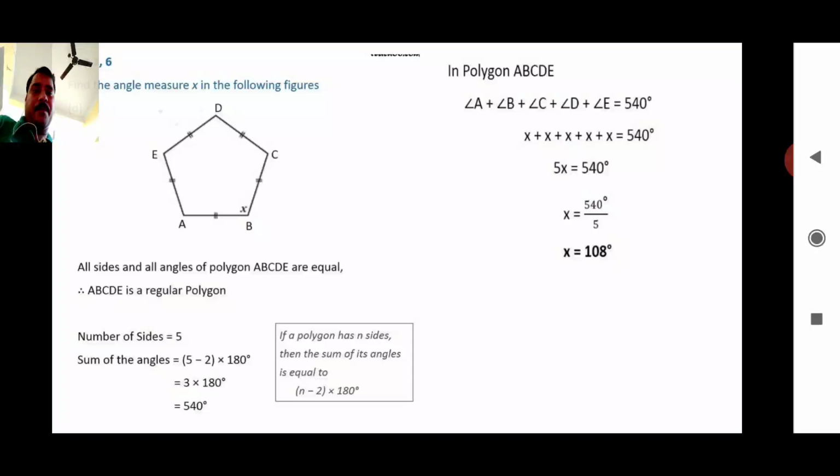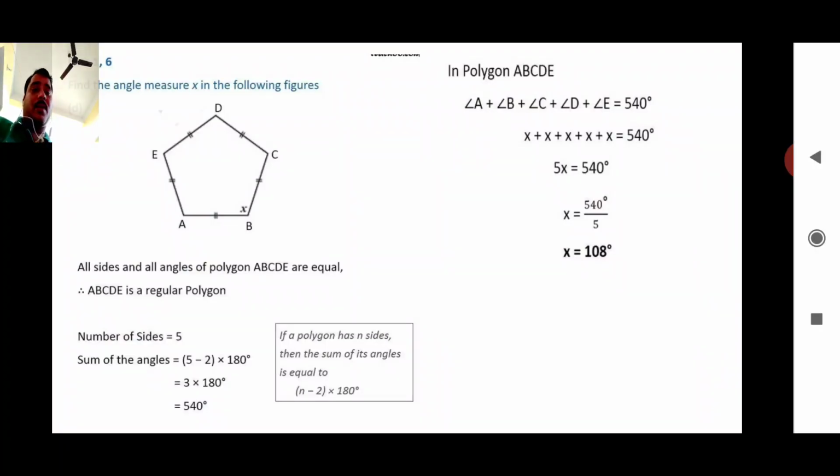Next one: find the angle measure x in the following figure. You can see here it is a pentagon A, B, C, D, E, and what is the sum of the angles of a pentagon? 5 minus 2 into 180 means 540. Apply the angle sum property, and you can get the value of x.